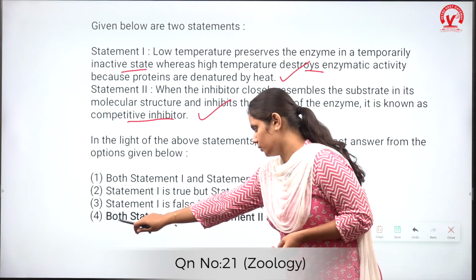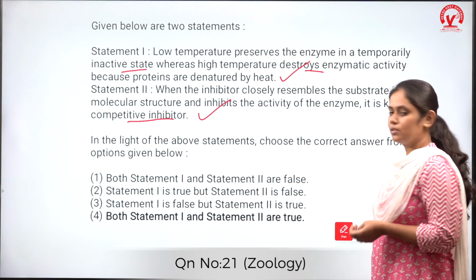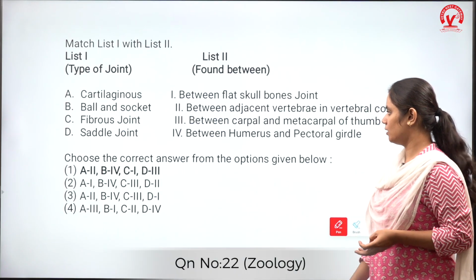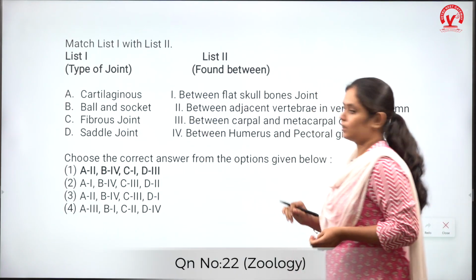So, the option will be option 4. Both statement 1 and 2 are true. So, here match the following. We have to match the type of joint with their locations.